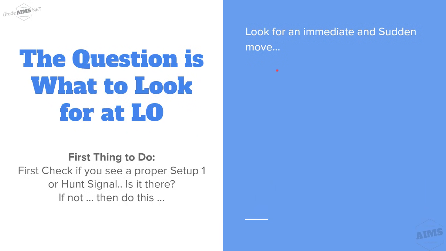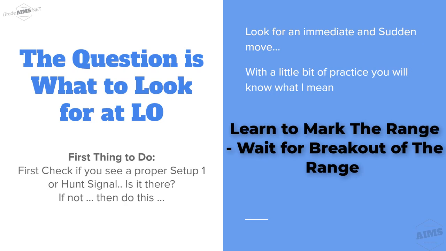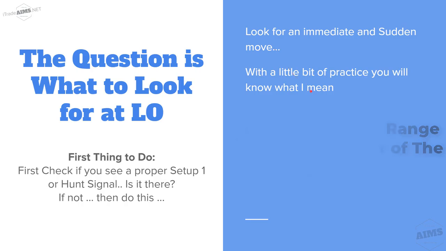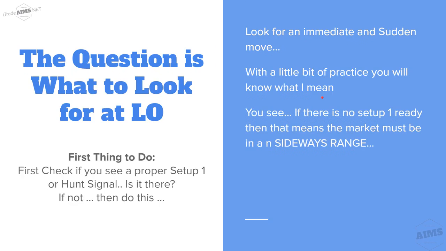You want to wait for an immediate and sudden move. Like we saw on the slide before, there was a sudden move, but it was still inside the range. You want that sudden move to break a range. So then it comes to this ability of you drawing or understanding what is a range. With a little bit of practice, you will know what I mean. So if there is no setup 1 ready, then that means the market must be in a sideways range, right? So mark the high and the low of that range like we did.